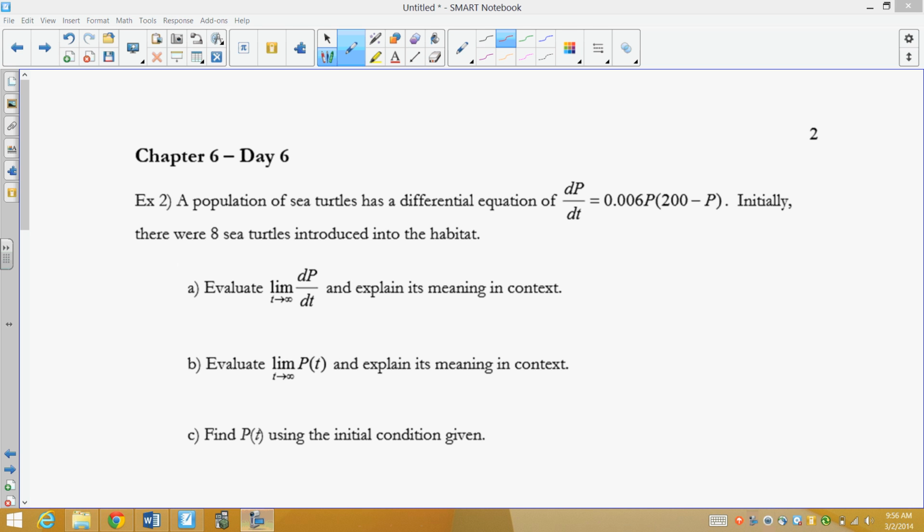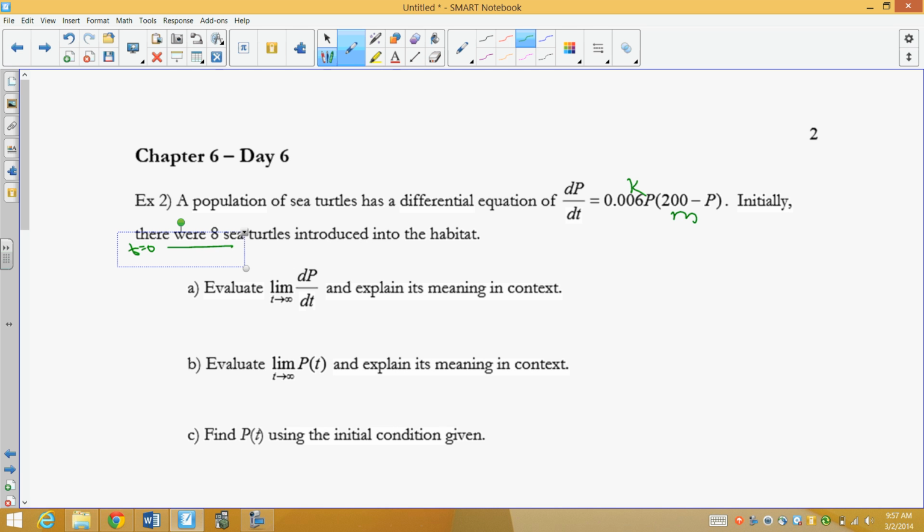All right, turn the page here. We're going to go into some sea turtles. The population of sea turtles has a differential equation of this. Remember, within here we have hidden k and we have m. Initially there were 8 sea turtles, so remember initially means that t equals 0. 8 sea turtles in the habitat.